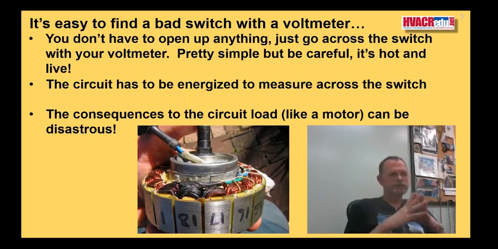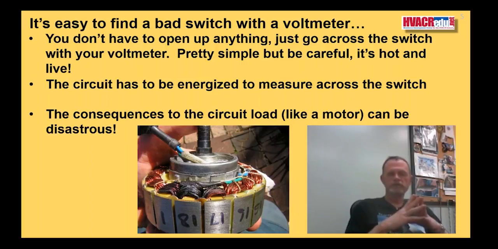It's easy to find a bad switch with a voltmeter. That's the way to go. When you're troubleshooting, looking for a bad switch, the voltmeter is absolutely the best way to go. You don't have to open up anything. You don't have to do much at all. Just go across the switch with your voltmeter. It's pretty simple, but be careful. That circuit is hot and live.